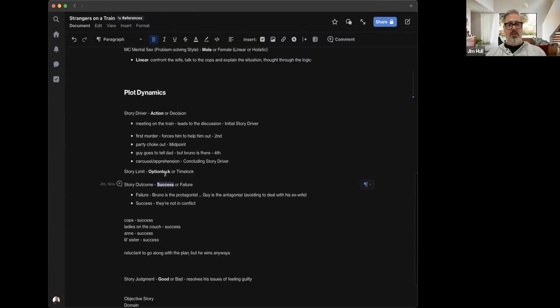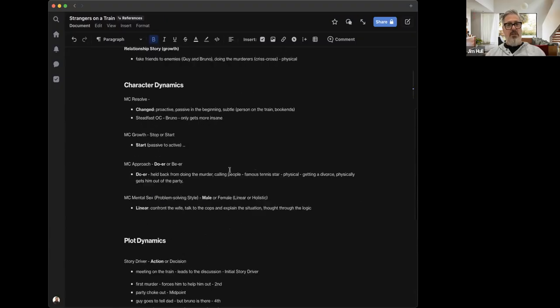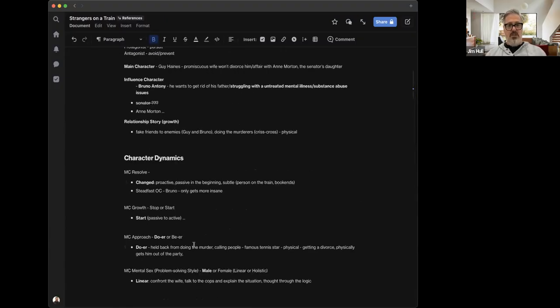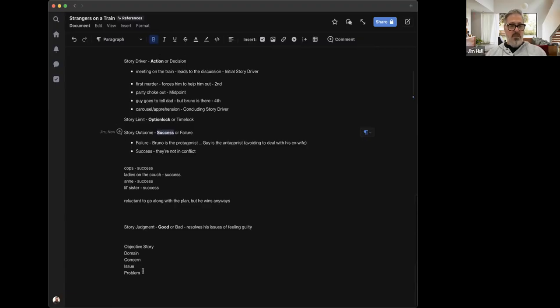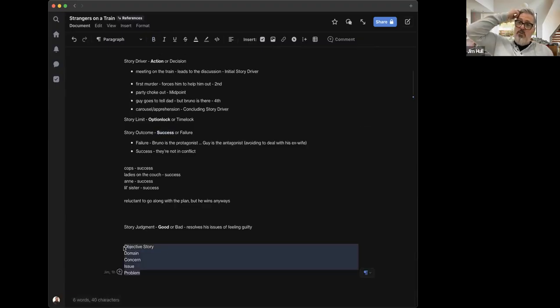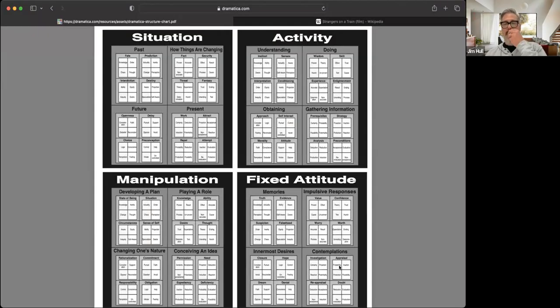All right. So we have action, option lock, success, good. And we have changed, start, doer, and mail. So let's look at assigning the four through lines in terms of the four different domains. I will use the manual version of this to keep it Dramatica pure, and we will go right to this here. It has the older terminology. Everybody knows I like the newer ones, but just for now, we'll go with this. Situation, activity, manipulation, fixed attitude.